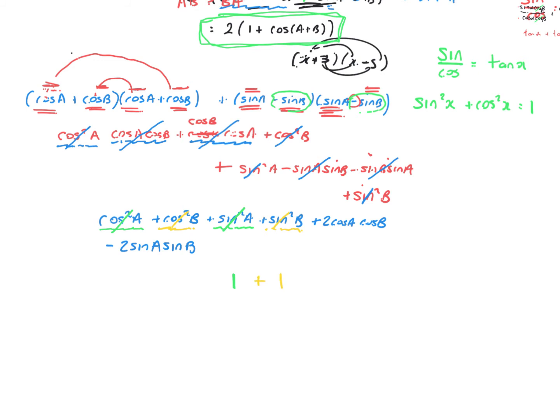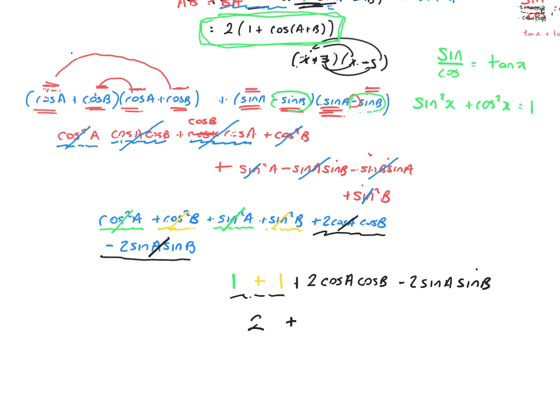Okay, now the next thing is I'm going to put this stuff together. So that is going to be 2 cos A cos B minus 2 sine A sine B. Okay, so the 1 and the 1 gives me 2.